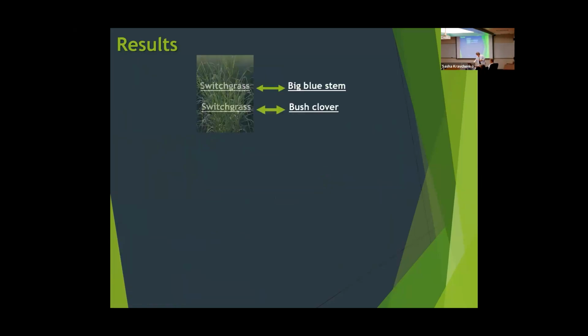Some of the interesting, consistent results that we observed are that switchgrass was very nicely exchanging carbon with big bluestem, another prairie grass, and that was reciprocal. One would give carbon to the other and back. And there was lots of carbon exchange between switchgrass and bush clover.